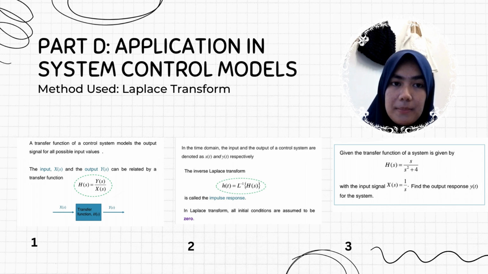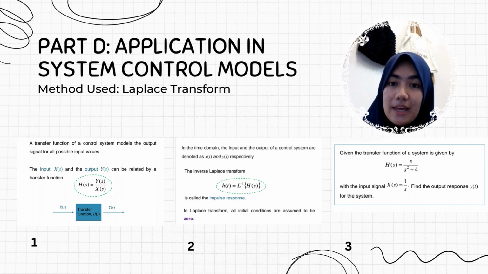In the time domain, the input and the output of the control system are denoted as x(t) and y(t) respectively. So we can use the inverse Laplace transform. So we get h(t) equals L inverse of H(s). It is called the impulse response. In the Laplace transform, all initial conditions are assumed to be 0.